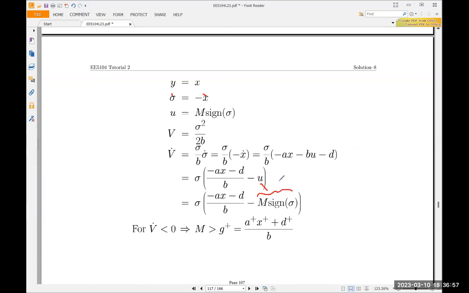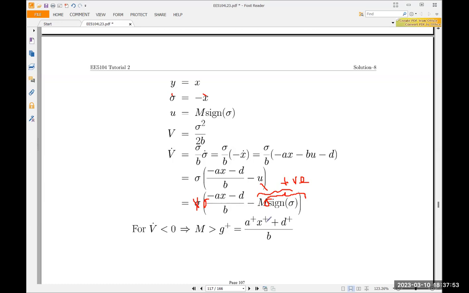Now here you see a pattern. The first thing to say is, your slope is given by this. Then the next thing, there's a sigma here. You multiply the sigma into the bracket. So I put sigma here, and this one, I also put sigma here. Now sigma times sine sigma is always a positive number. Because if sigma is positive, sine is 1, so it's positive. If sigma is negative, sine is minus 1. So sigma times sine sigma is always a positive value. And M, you choose it to be a large positive value. Then that's it.